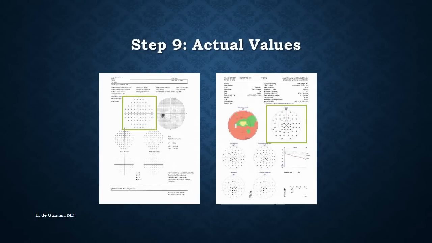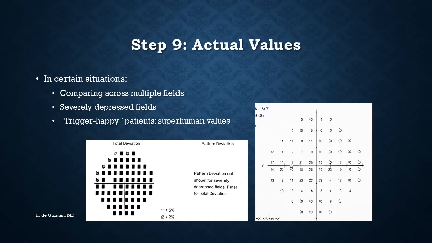Another thing we can look at are the actual values, and this is where you can find them. In certain situations, we may need to look at the actual values. For example, when comparing across multiple fields, especially if your machine does not have the advanced progression analysis software, or in severely depressed fields like this one shown here. Also, it'll help you detect trigger-happy patients. When you see superhuman values like more than 36 in a young patient or more than 32 in an old patient, then you know that the patient is trigger-happy.